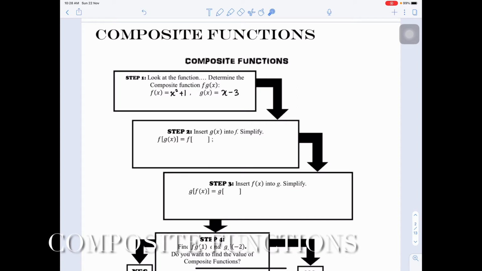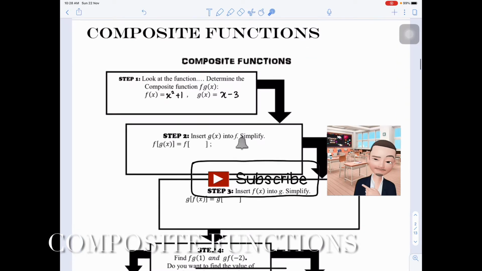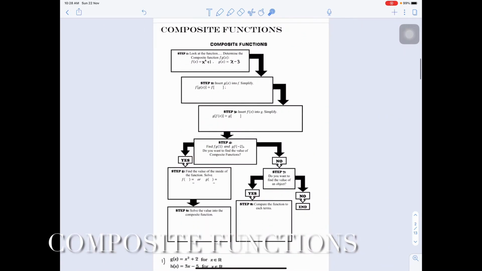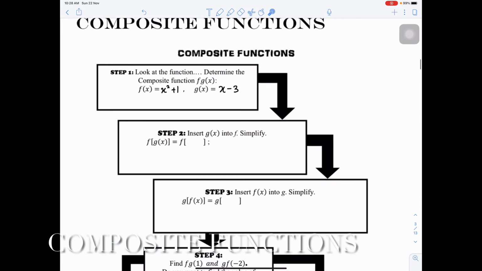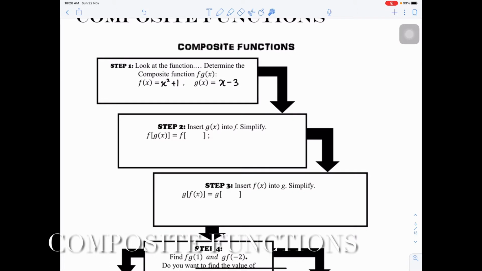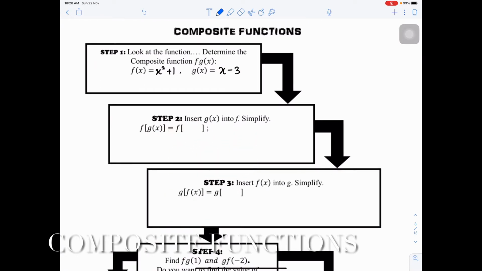Let's continue with composite function. We want to discuss the example question by using the flowchart method. Straight away, step 1. This is how we want to discuss composite function step by step using the flowchart method. Step 1, look at the function, determine the composite function f(g(x)).